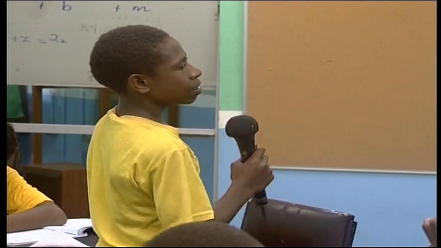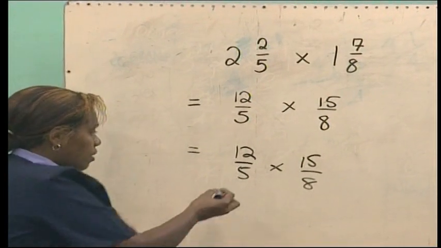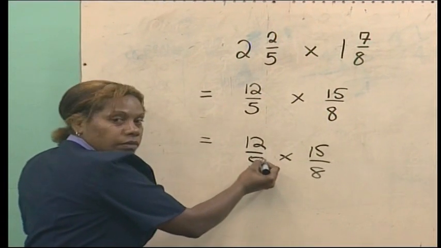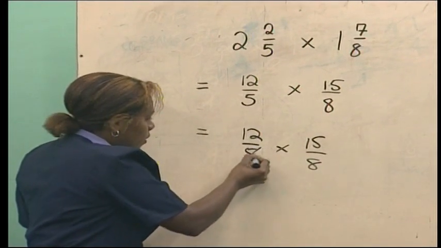Okay, how am I simplifying? I'm simplifying firstly diagonally. Okay, good. So, which two numbers can I simplify? 5 and 15. All right, so 5 into 5 goes 1. 5 into 15 goes 3.